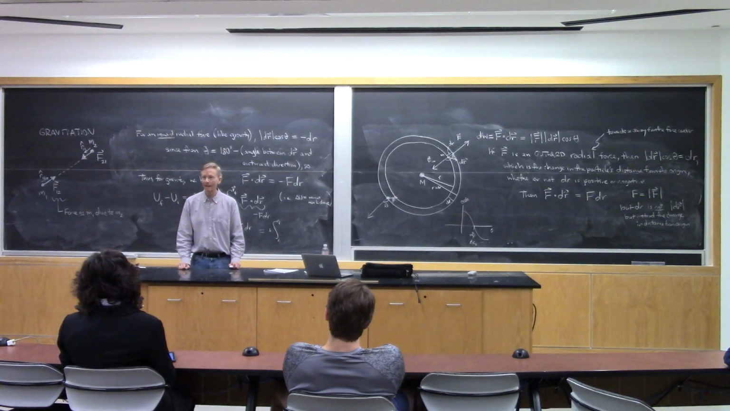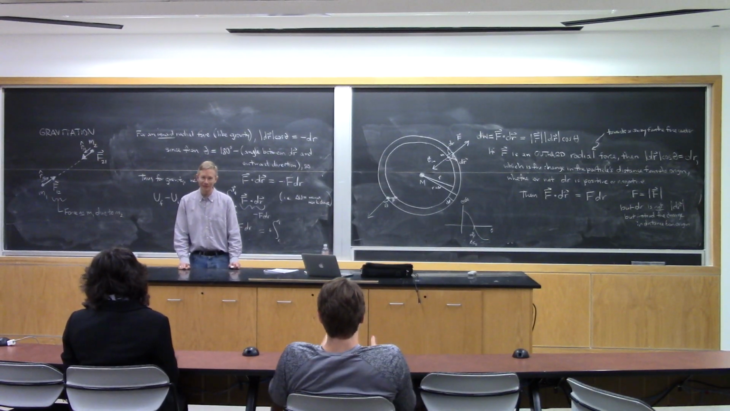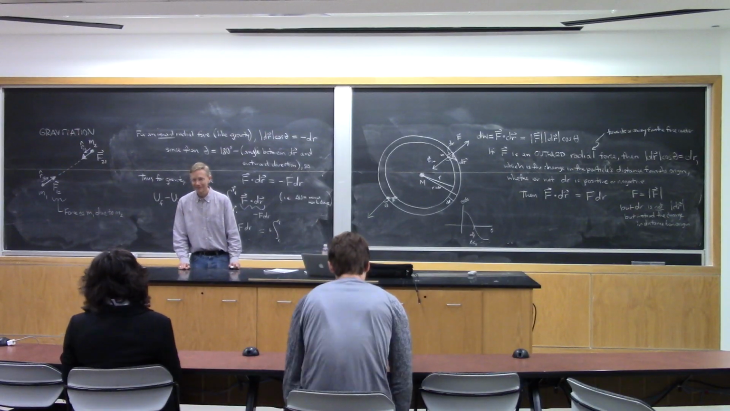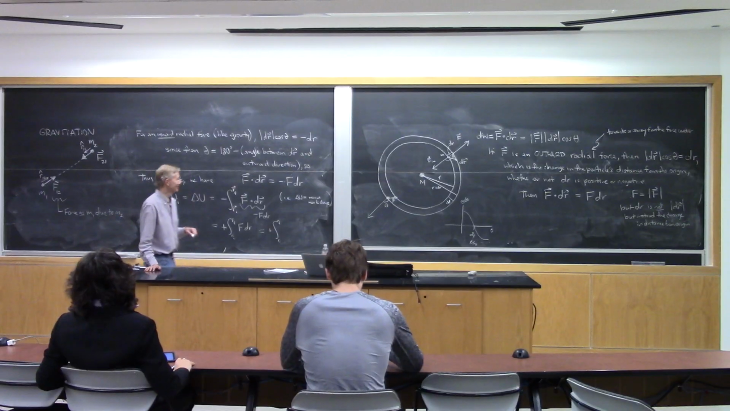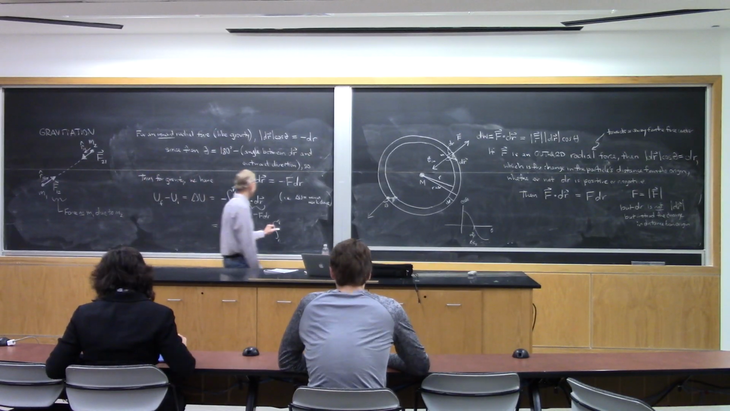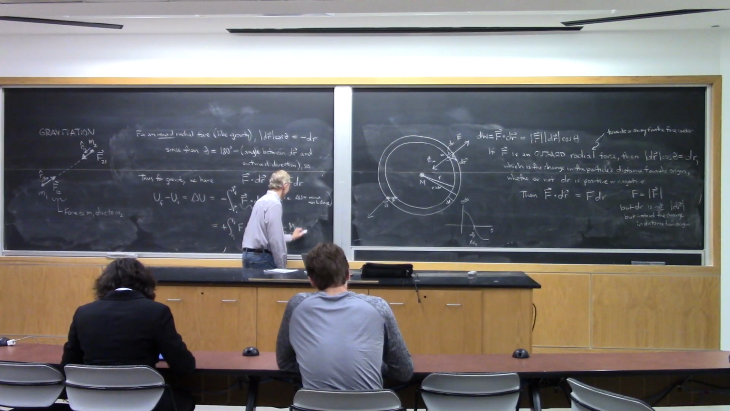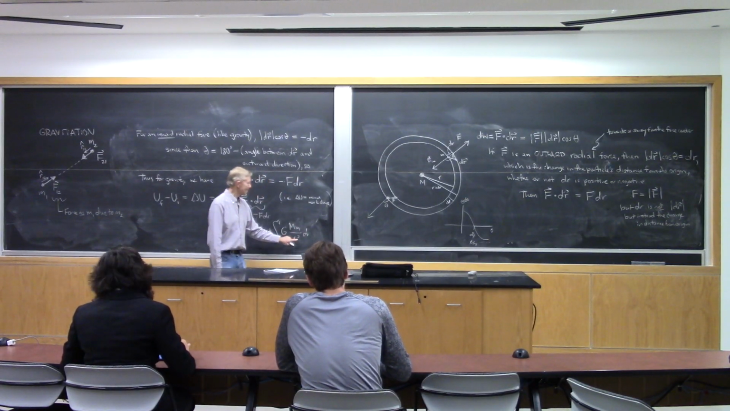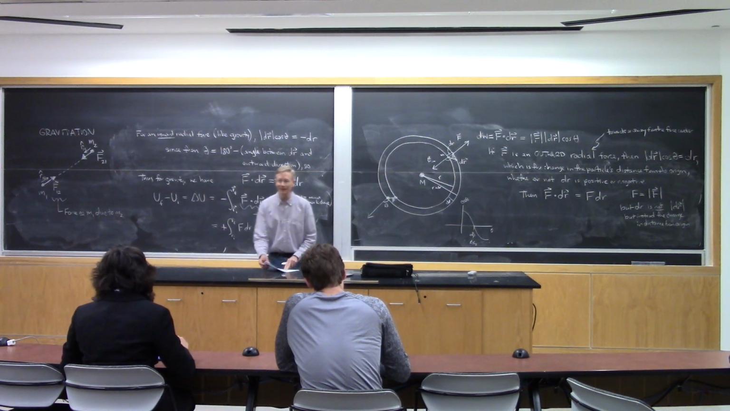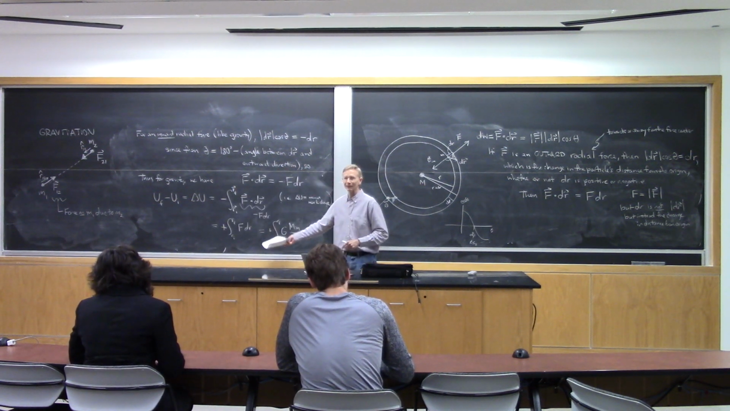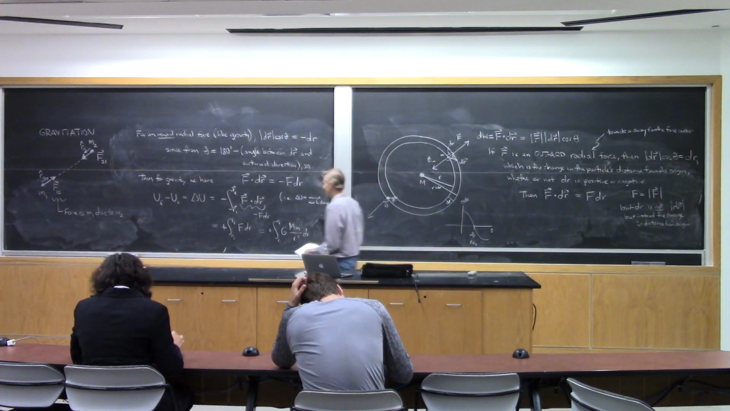My fault. Okay, plus G big M little m over R squared dr. So just, not the distance between them squared, which well it is, but said more compactly, just over R squared, right?